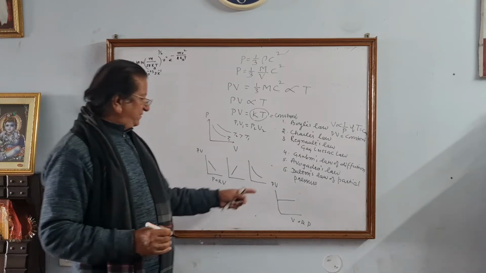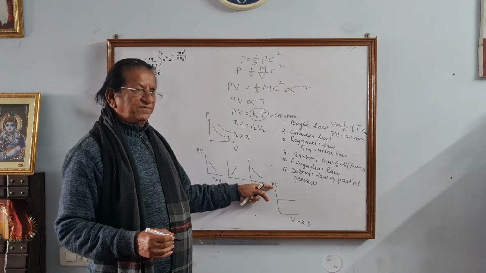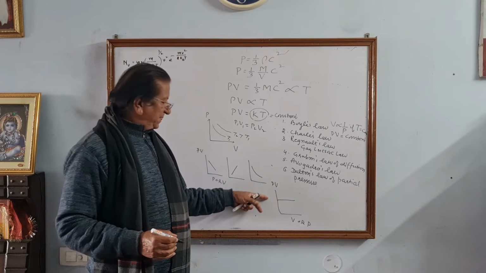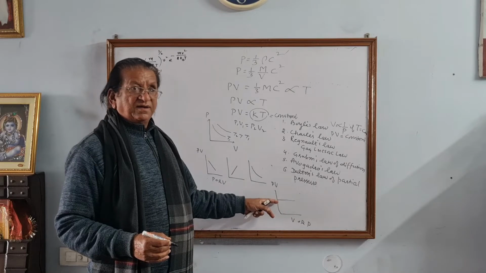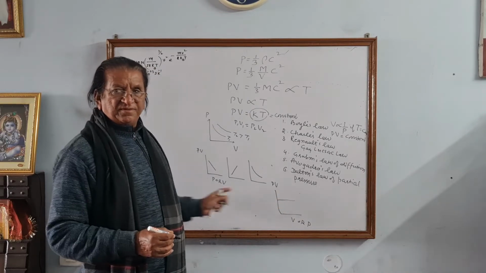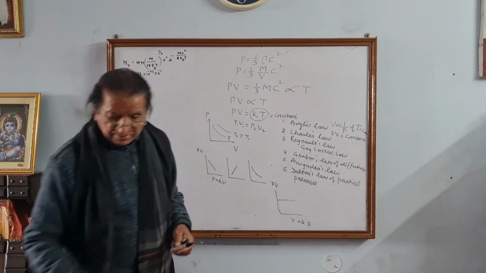Boyle's law, PV has to be constant. Product of P and V has to be constant. Therefore, for a constant, the graph should be parallel to this axis. This is the correct graph for Boyle's law out of all these 4. Okay.